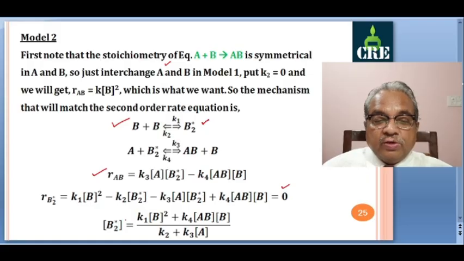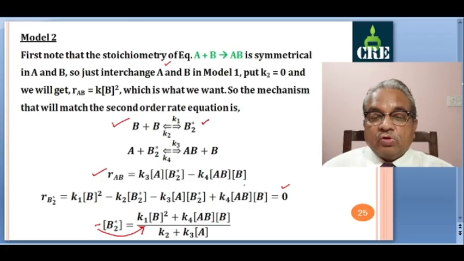So concentration of B, same thing again. You transfer this side to this side with plus sign because these are minus signs. Concentration of B2 star term is taken out and what is left is K2 plus K3 into concentration of A. That is transferred, so you will get this term in the denominator here. What is left in the numerator? K1 B square plus K4 concentration of AB into concentration of B.